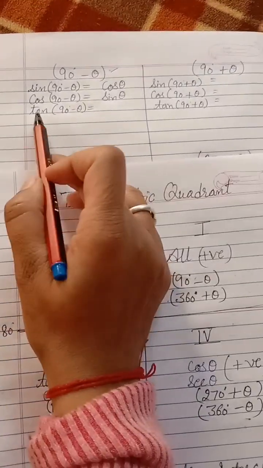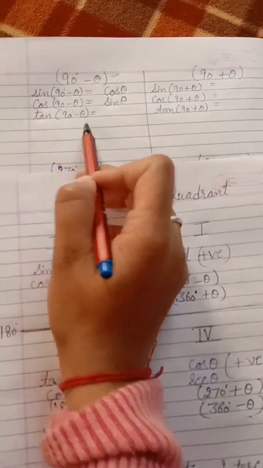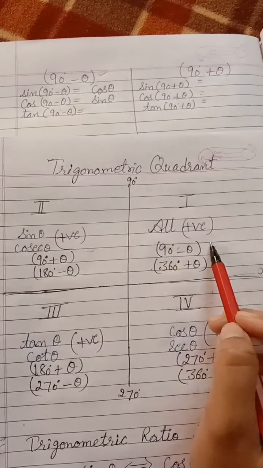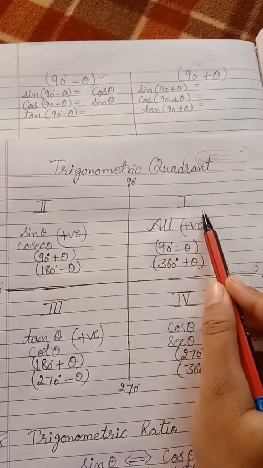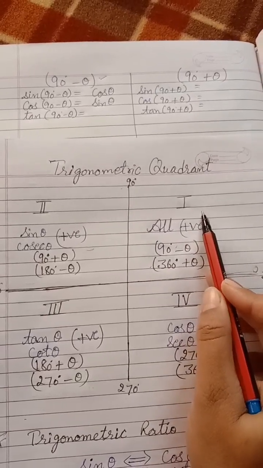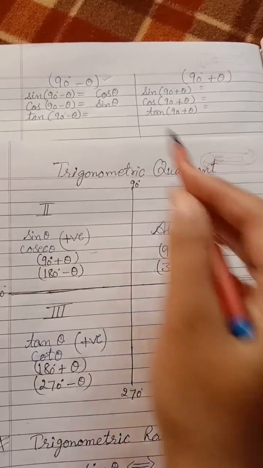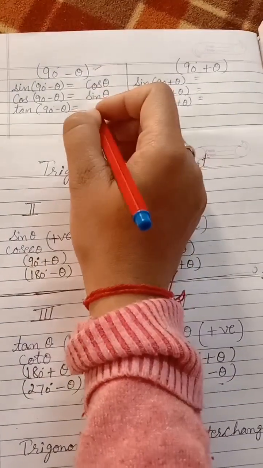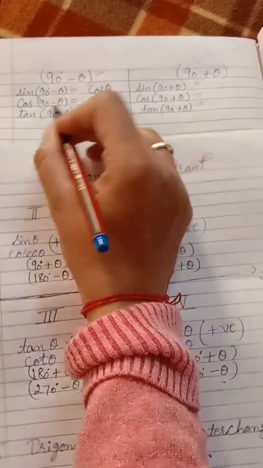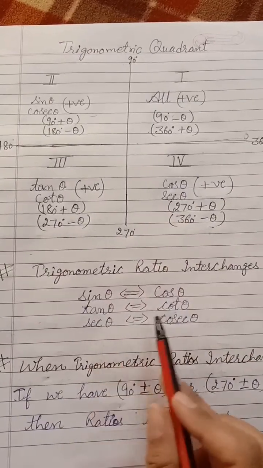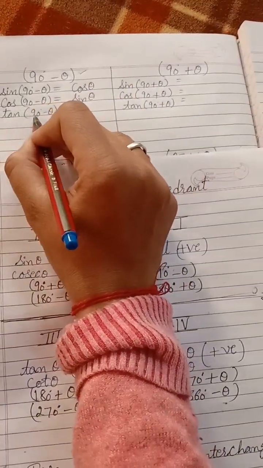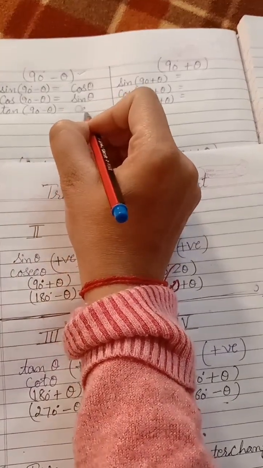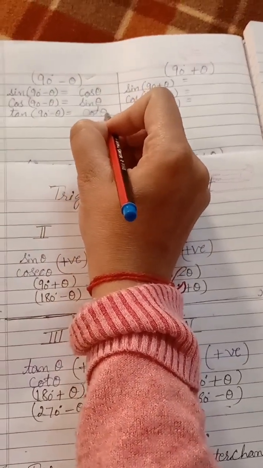Now we have tan(90 minus theta). Here again, you can see 90 minus theta will be considered in the first quadrant. In the first quadrant all functions are positive, so tan will again be positive, and tan will change into cot theta. So the value of tan(90 minus theta) will be cot theta.